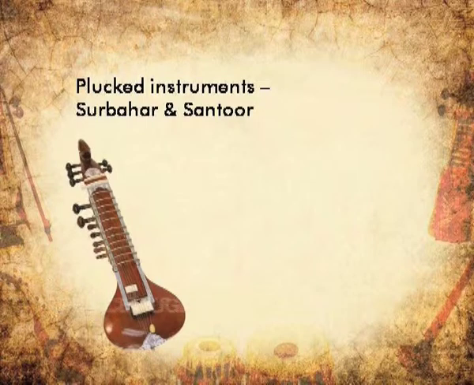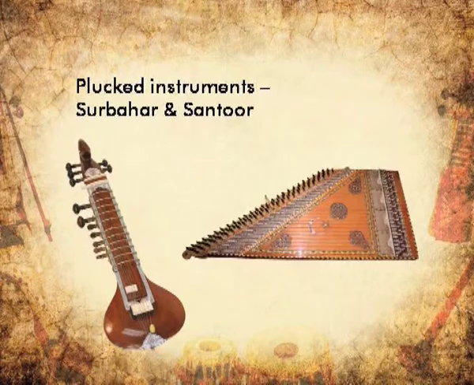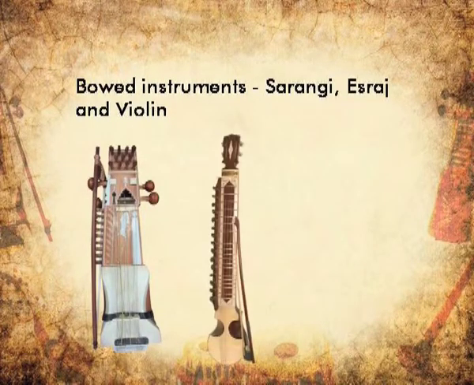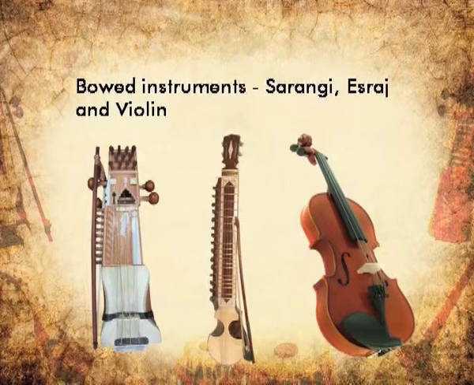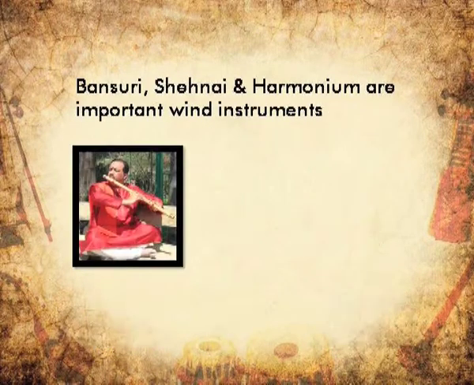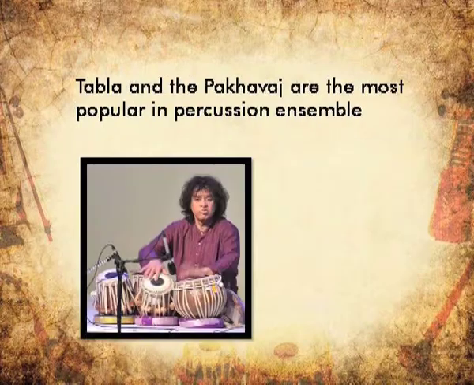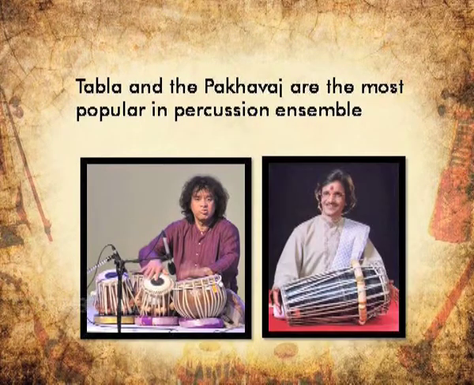Other plucked or struck string instruments include the surbahar, santur, and various versions of the slide guitar. Among bowed instruments, the sarangi, esraj, and violin are popular. The bansuri, shahnai, and harmonium are important wind instruments. In percussion ensemble, the tabla and the pakhavaj are the most popular.